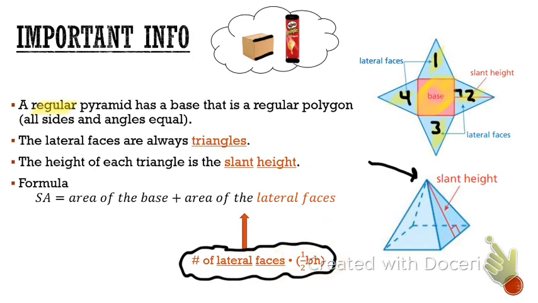So in this case, you can see that there were 4 lateral faces. So we would do 4 times half times base times height in order to find this part of our formula. And then we would also add in whatever the area of the base, in this case, a square. You would add that together to find the total surface area of the pyramid.